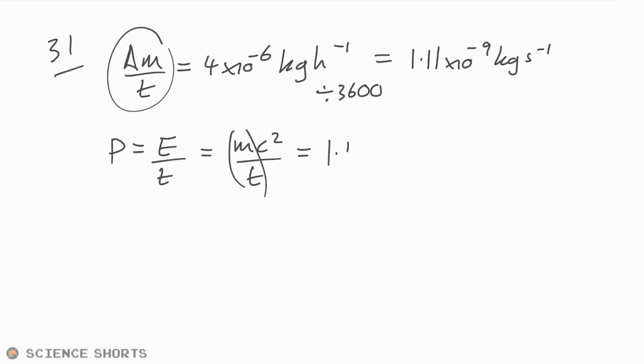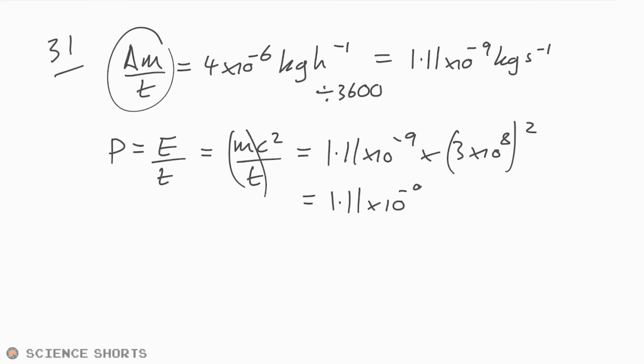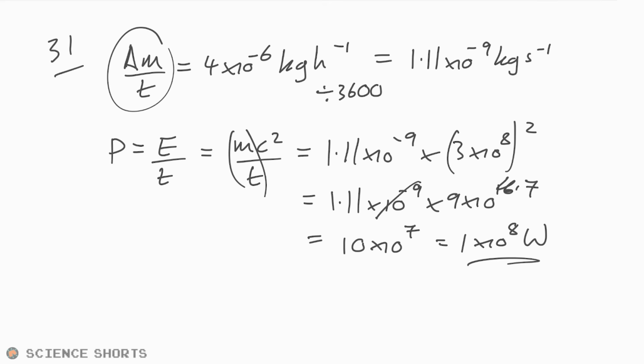So we're going to say 1.11 times 10 to the minus 9 times 3 times 10 to the 8 squared. Or in other words, 1.11 times 10 to the minus 9 times 9 times 10 to the 16. I think I know the answer already. I think it's going to be B. But let's just have a look. That just ends up being 7. And so this ends up being roughly 10 times 10 to the 7, or in other words, 1 times 10 to the 8 watts. And so I think the answer is B.